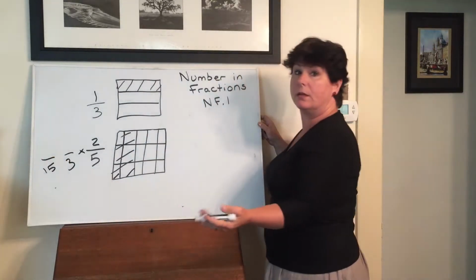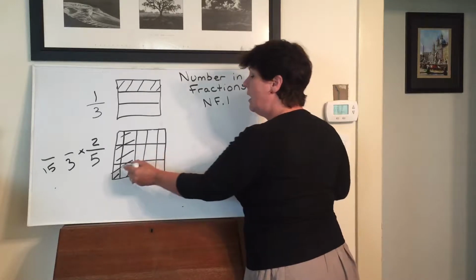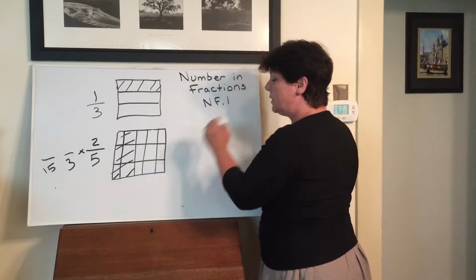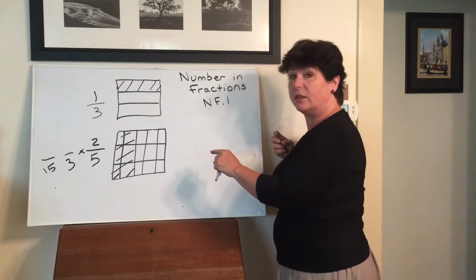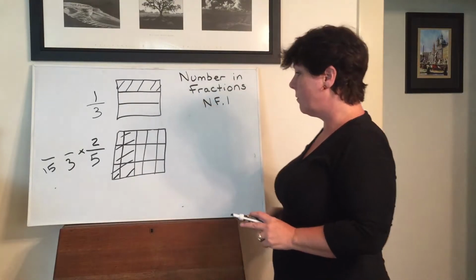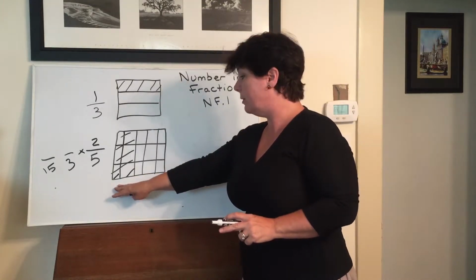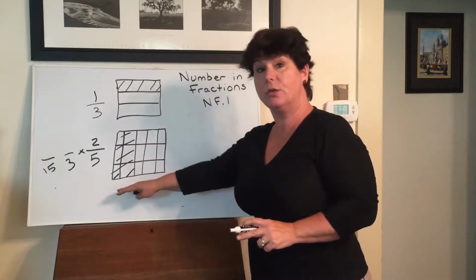And then I would prove it. 1, 2, 3, 4, 5, 6, 7, 8, 9, 10, 11, 12, 13, 14, 15. So I just cut this one up the same as this one was cut. And I also cut my shaded part, my numerator. How many did I cut it into? 3.